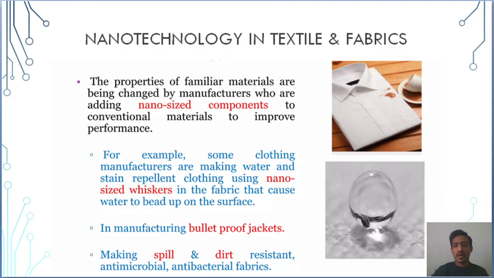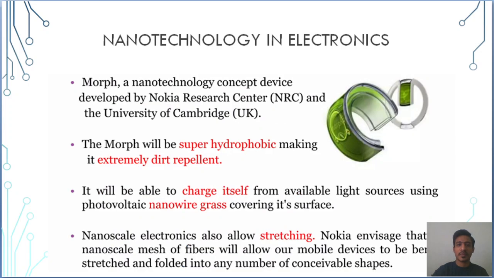If we talk about nanotechnology in fabrics, we can say the nano-sized component. For example, some clothing manufacturers make water repellent clothing by using nano-sized whiskers on the fabric that cause the repellation of water from that surface. In electronics, nanotechnology has developed super hydrophobic, extremely dirt repellent electronics which work greatly in liquid medium. Also, if any water spill is on there, it can withstand that, with nanowire grasses that charge itself.